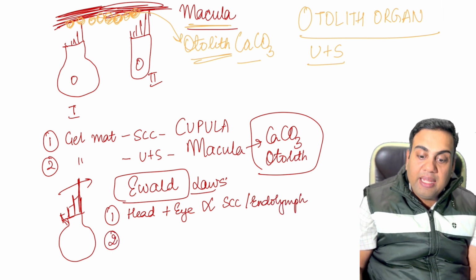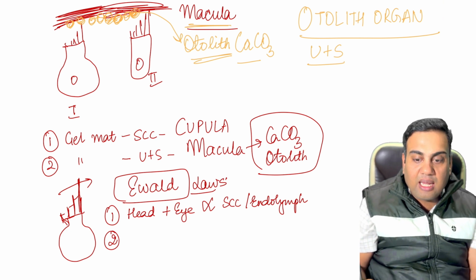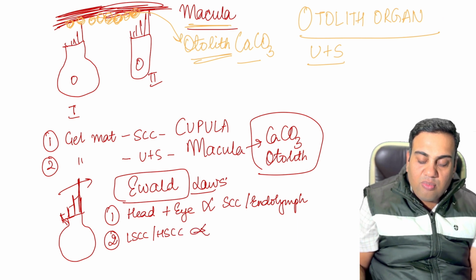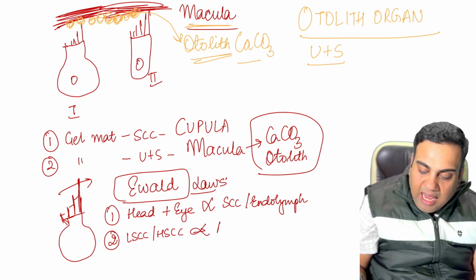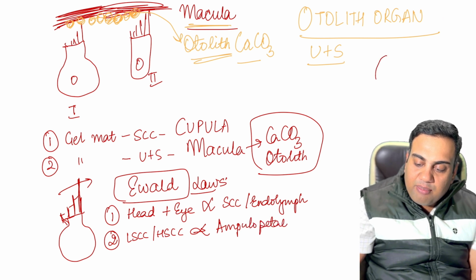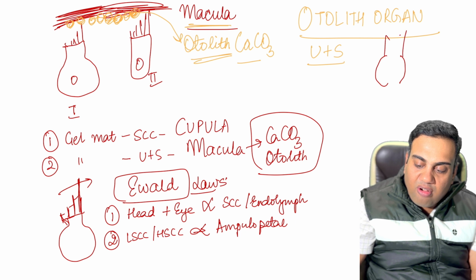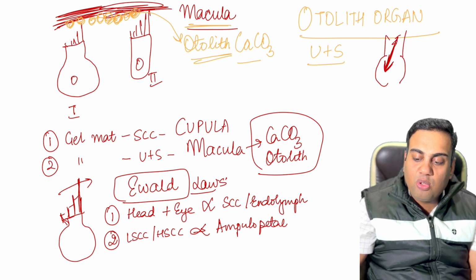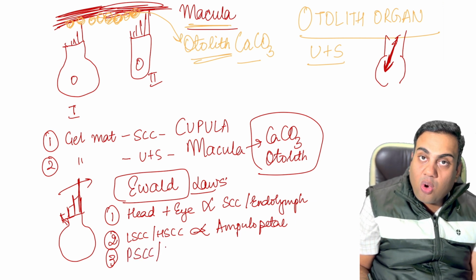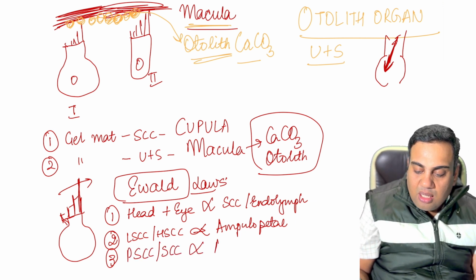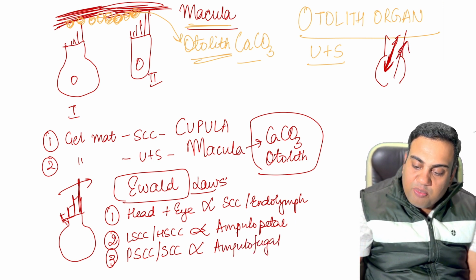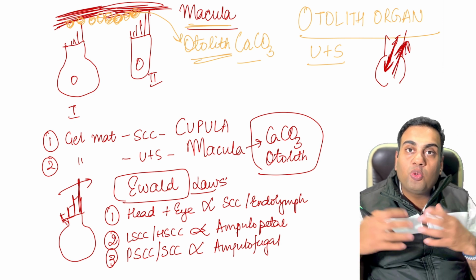Second, in the horizontal semicircular canal, that is the lateral semicircular canal, the excitation is always ampullopetal. Ampullopetal means, suppose this is the ampulla, then the movement of the endolymph should be towards the ampulla. Whereas the third law states that in the posterior semicircular canal or the superior semicircular canal, the movement is always ampullofugal. That means the movement should be away from the ampulla, ampullofugal.